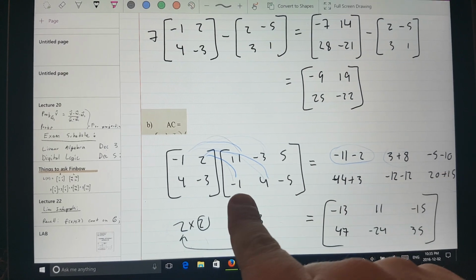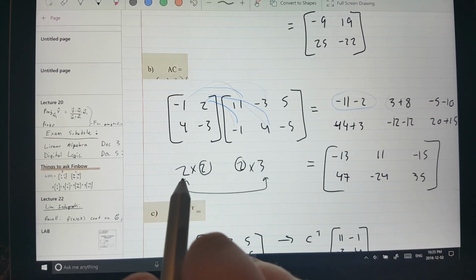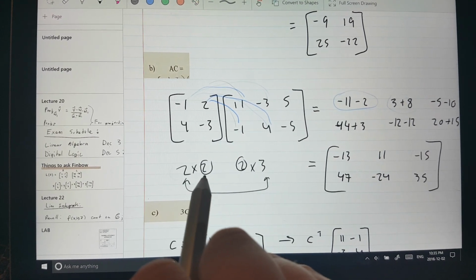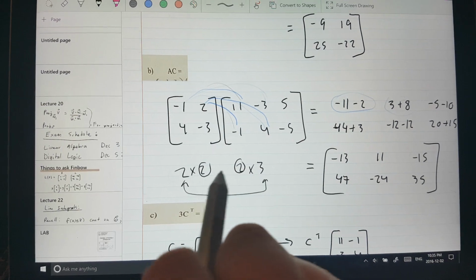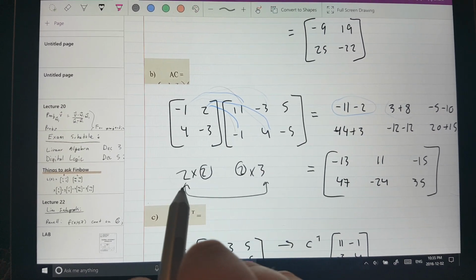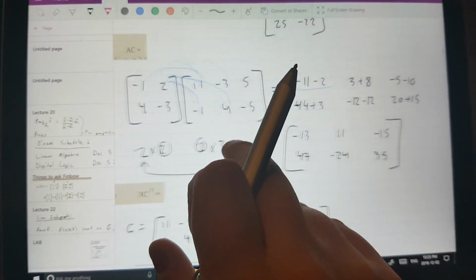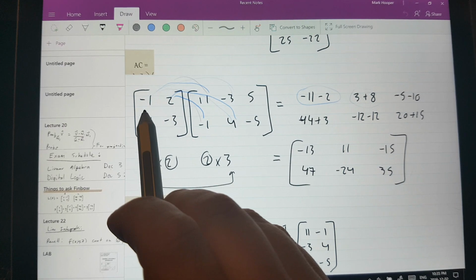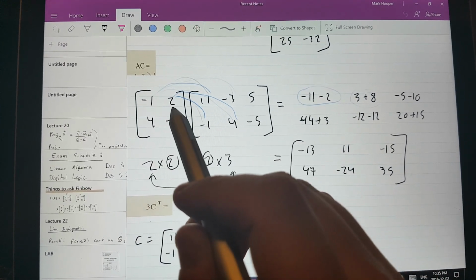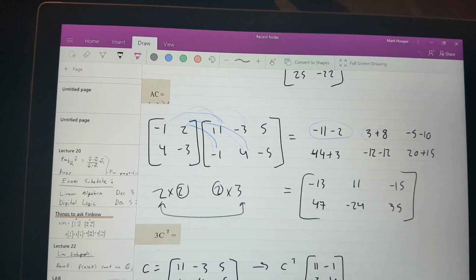A times C, you employ your regular multiplication. Just make sure, I always do this, if these two numbers are the same, i.e. the columns of your leftmost matrix equal the rows of your rightmost matrix, then it's possible to do that. And then the result is going to be this size matrix, a 2 by 3. So you go ahead and, well, it's going to be negative 1 times 11 minus 2 times negative 1. So that's going to be that.